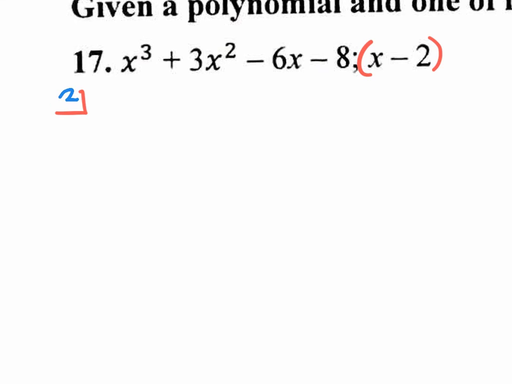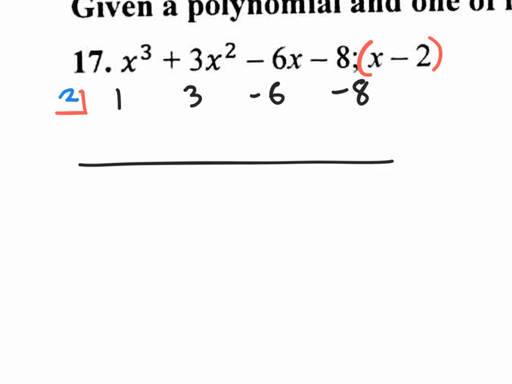And what are my coefficients? 1, 3, -6, -8. As you go down, you combine. 1 plus nothing is 1. As you go up, you multiply. 2 times 1 is 2. As you go down, you combine. 3 and 2 is 5. As you go up, you multiply. 2 times 5 is 10. As you go down, you combine. -6 and 10, 4. As I go up, I multiply. 2 times 4, 8. Now, I am not surprised that my remainder is 0.